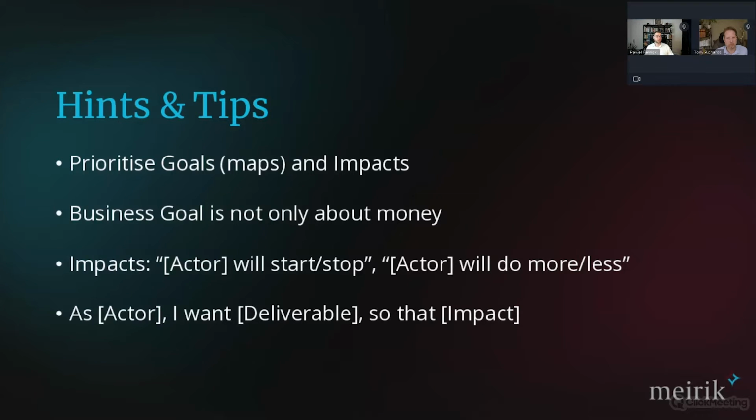Hints to right impacts: an actor will start or stop doing something, or will do more or less of something. And two versions, only one on the screen, of how you can use it with user stories. As an actor, I want deliverables so that I get impact, or as an actor, I want an impact so that I achieve the goal. The former is when you use a business type of goal. The latter is an example from Tony, where the goal is a general goal, something that we want to achieve as a team.